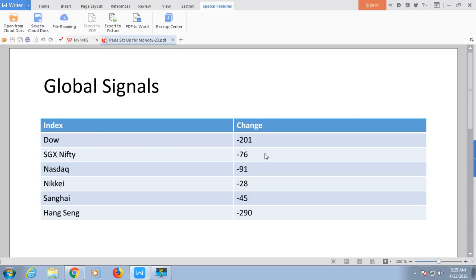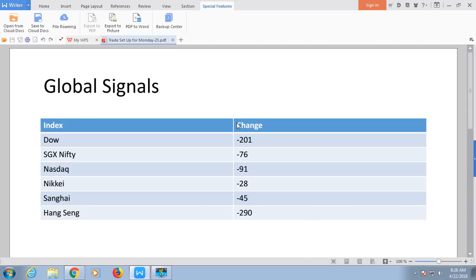Let's see the Dow. Dow is 201 points down. Nasdaq is 91 points down. SGX Nifty 76 points down. Nikkei is 28 points down. Shanghai is 45 points down. Hang Seng is 290 points down. So we can see this negative data from global signals.